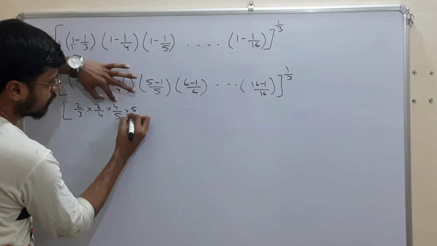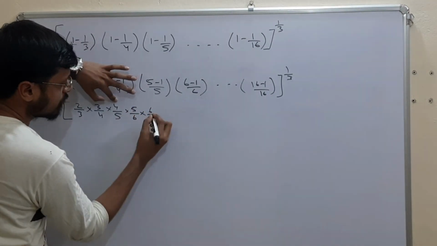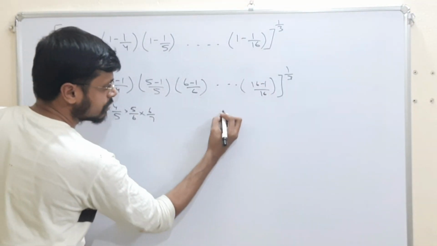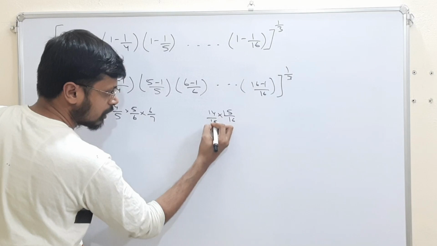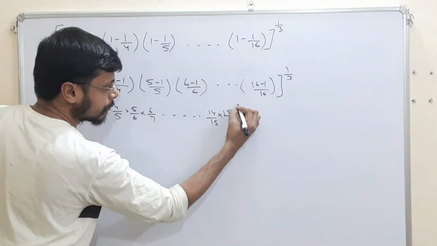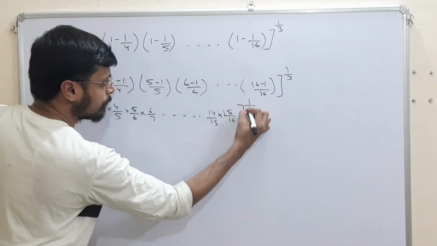So that means from here we can say 5 by 6 will come, 6 by 7 will come, like this. The last one is given, 15 by 16. So before that what will come? 14 by 15 will come. So we can write dot dot dot here, and the whole power is 1 by 3.